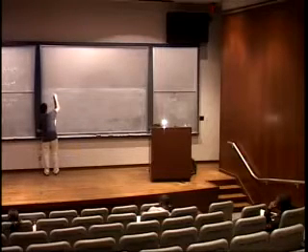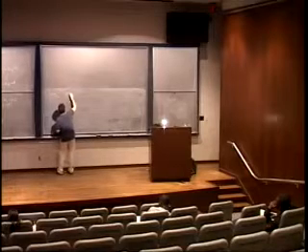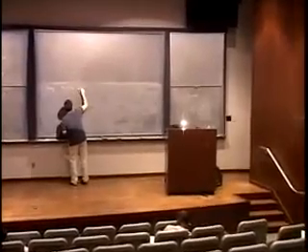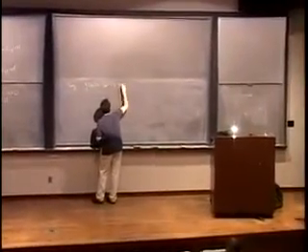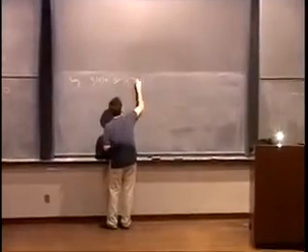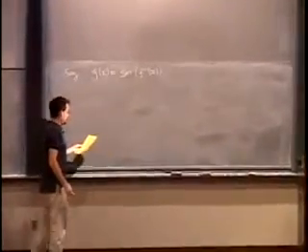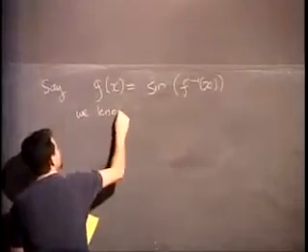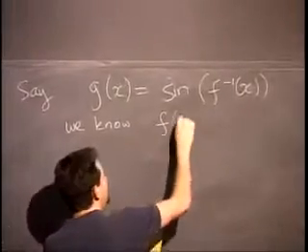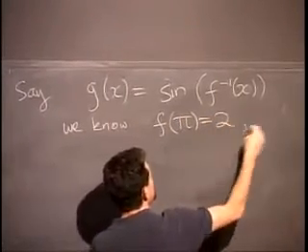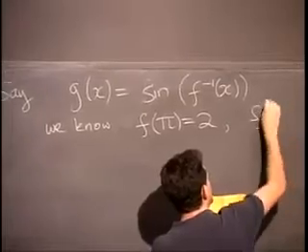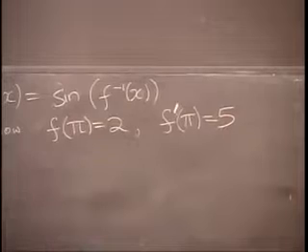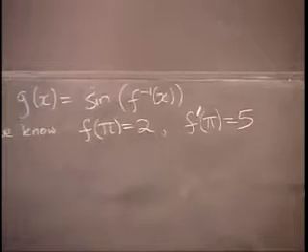Suppose g of x is sine of f inverse of x, where I'm not going to tell you much about f. I'm only going to tell you a couple of things. All we know is that f of pi is equal to 2 and f prime of pi is equal to 5. So f is a differentiable function, and I'm assuming that it's invertible.